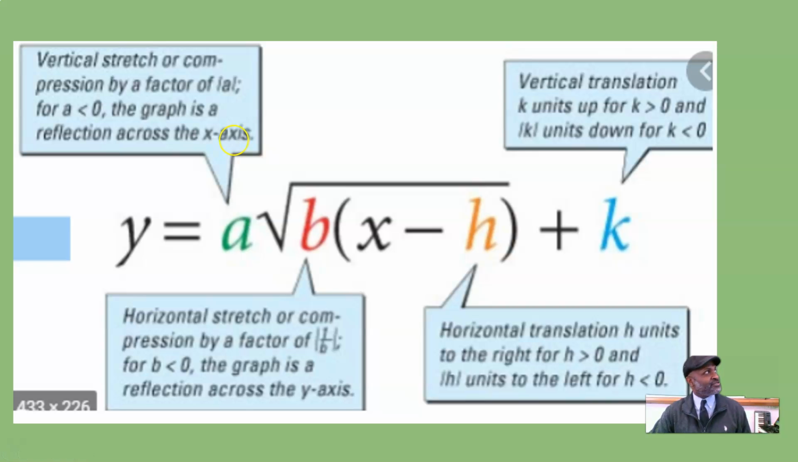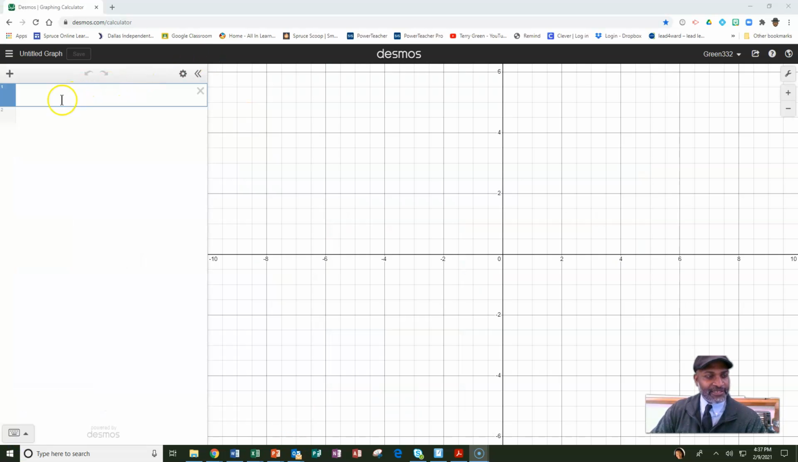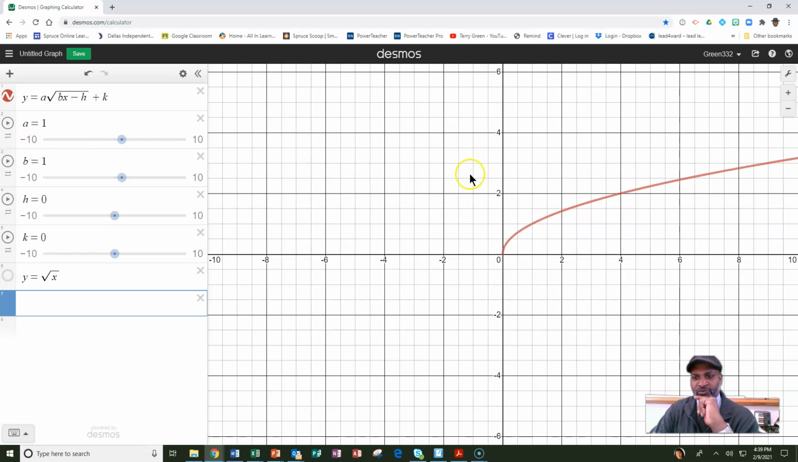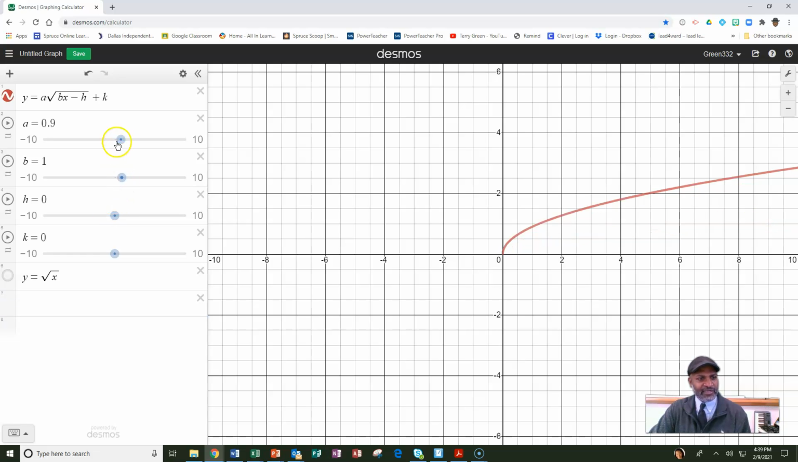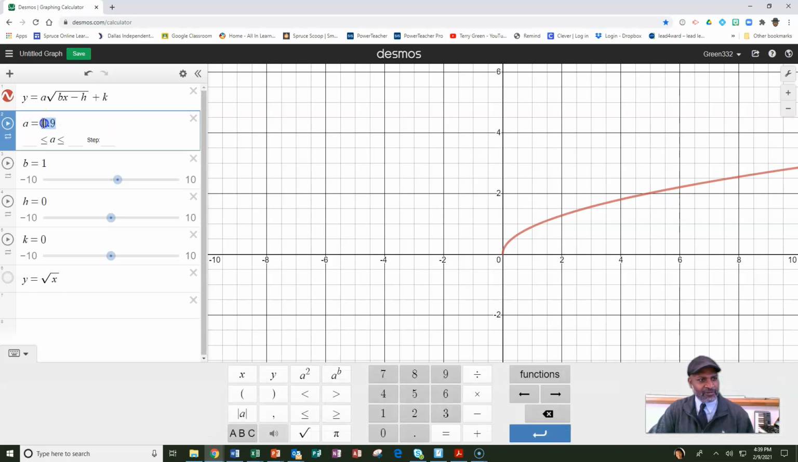Matter of fact, I can kind of show that to you a little bit. Let me pause this a second. Look at this example. I want you to notice what happens with A. If A controls the vertical stretch, when A goes negative, the graph reflects downward. See that? But when A is bigger than 1, the graph is a vertical stretch. When A is less than 1, the graph is pushed down and becomes a vertical compression. All right, so that's A. Let me go ahead and make that a 1.